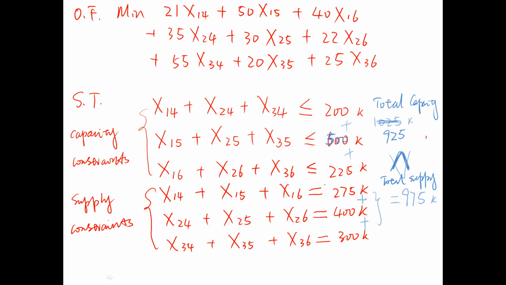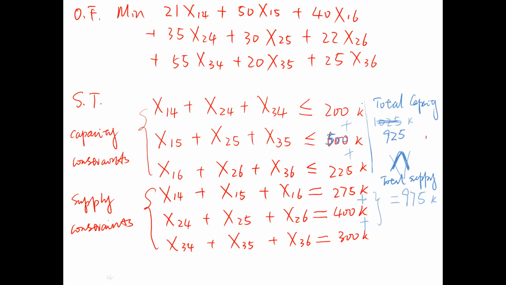Because if we force those three constraints to be equations, there is no way that these three constraints will be satisfied. So we won't find a feasible solution for this problem. Now, should we change something to make the model work?